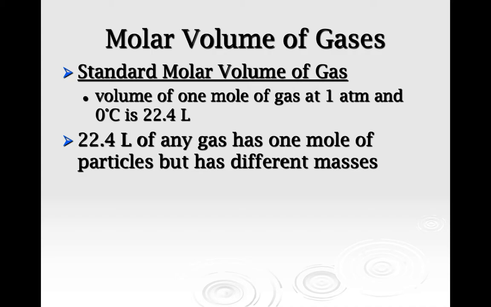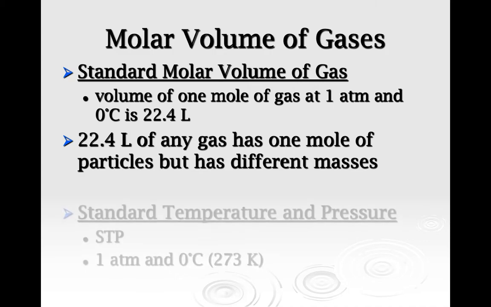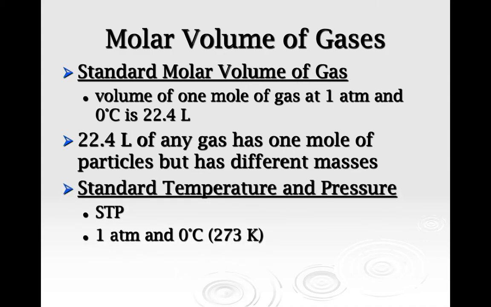22.4 liters of any gas has 1 mole of particles, but that gas will have a different mass. Even though all gases have the same volume, 22.4, the mass of that gas will be different, and we can solve that using stoichiometry. Standard temperature and pressure, we've talked about already, 1 atmosphere of pressure and 273 Kelvin temperature.